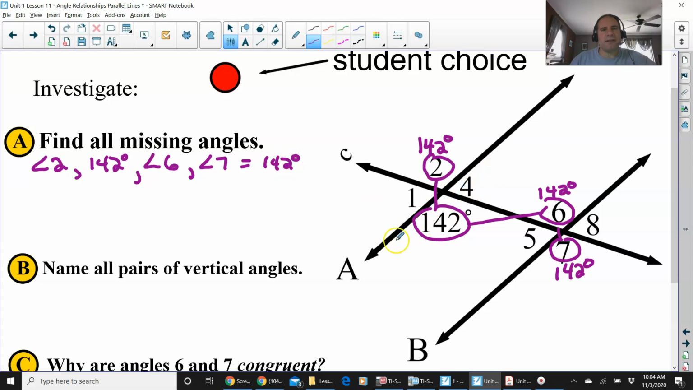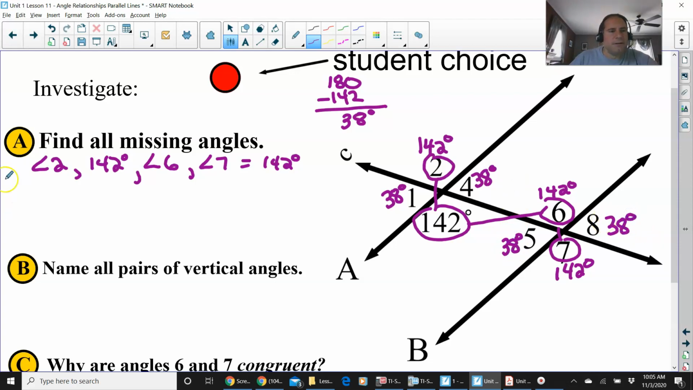How do we get the measure of angle 1? Well, you're going to remember those are supplementary angles. Supplementary angles, you subtract just like that, and you get 38 degrees. So this is 38 degrees. This is 38 degrees. Going crisscross to 5, 38 degrees. And this is 38 degrees. So angle 1, angle 4, angle 5, and angle 8 equal 38 degrees.